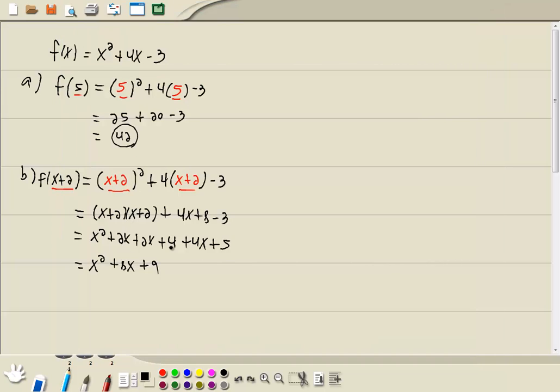Now let me double check that because I'm watching a movie at the same time I'm creating this, so I've been working all day, so I just needed a little break. Yeah, it looks right.